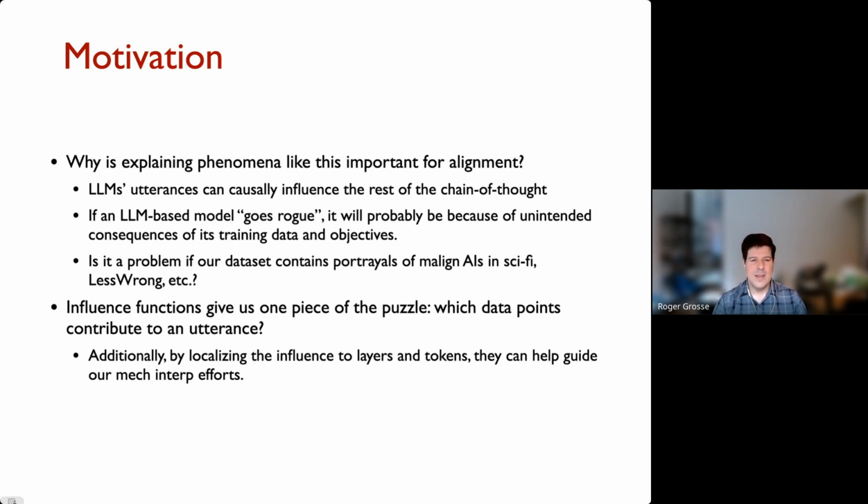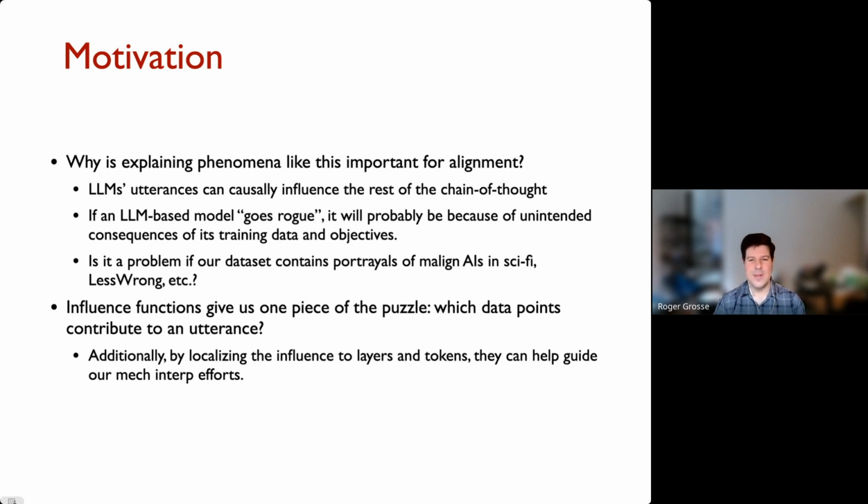And more generally, in situations where AIs somehow go rogue, they decide to autonomously carry out plans that are contrary to our interests, this will probably not be because someone intentionally programmed that in, but because of some sort of unintended consequences of its training data or the training objectives. And so in order to foresee and prevent these situations, we'd like a better understanding of exactly what the models are learning from the data.